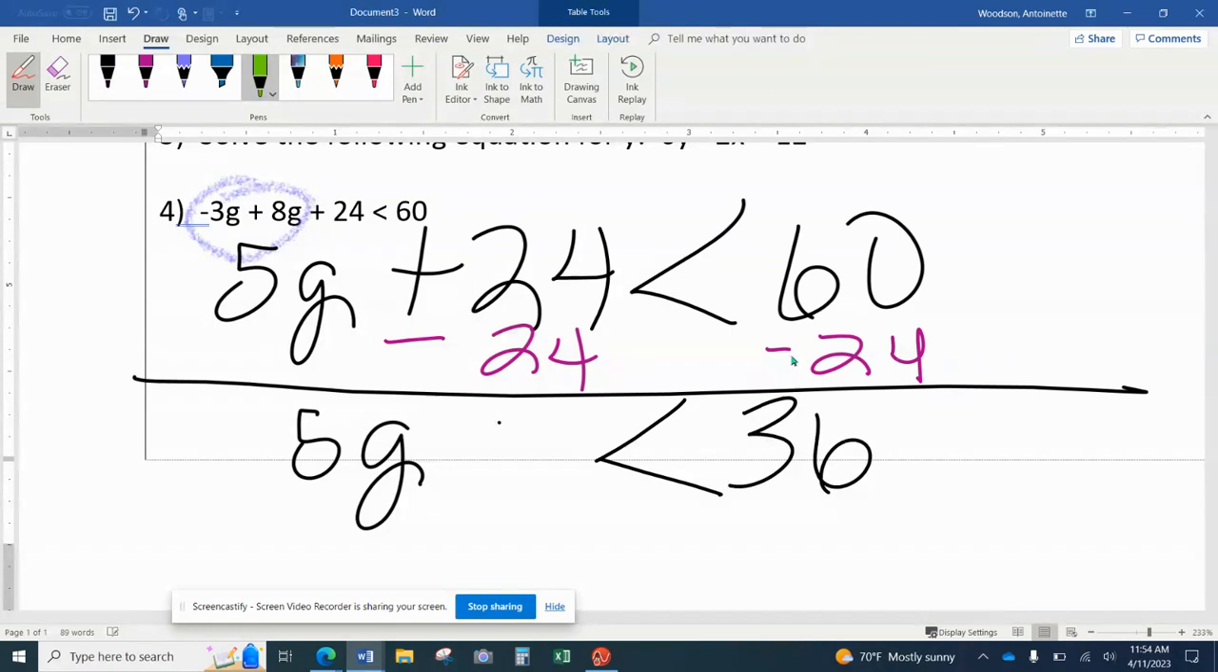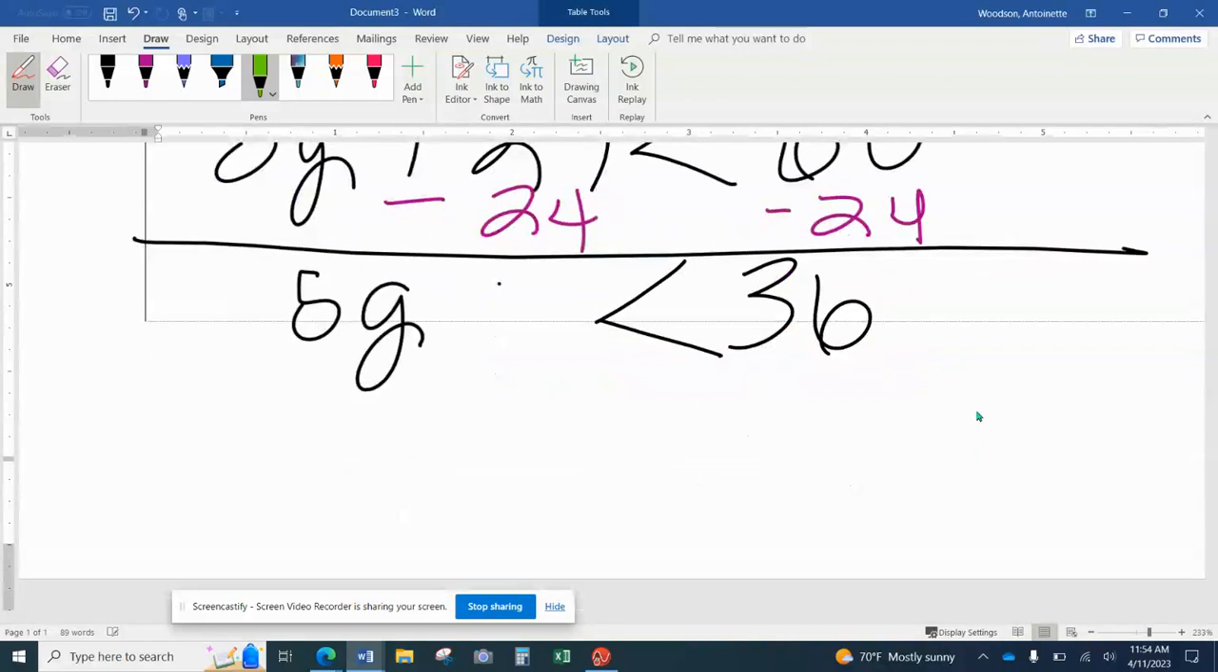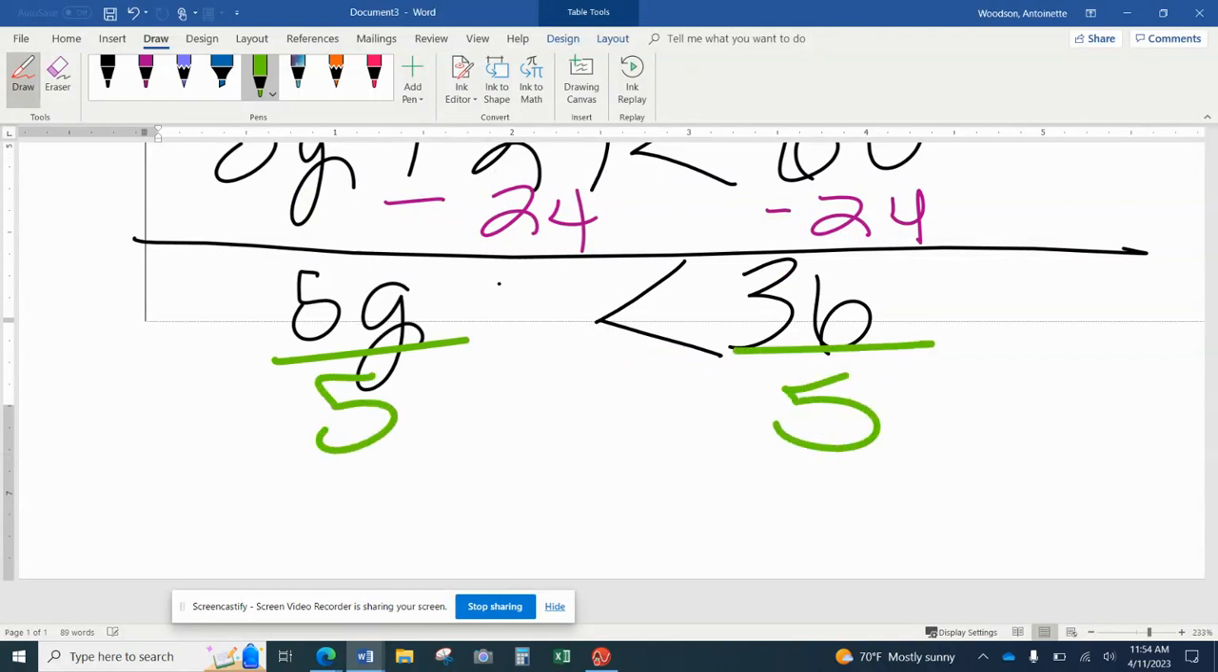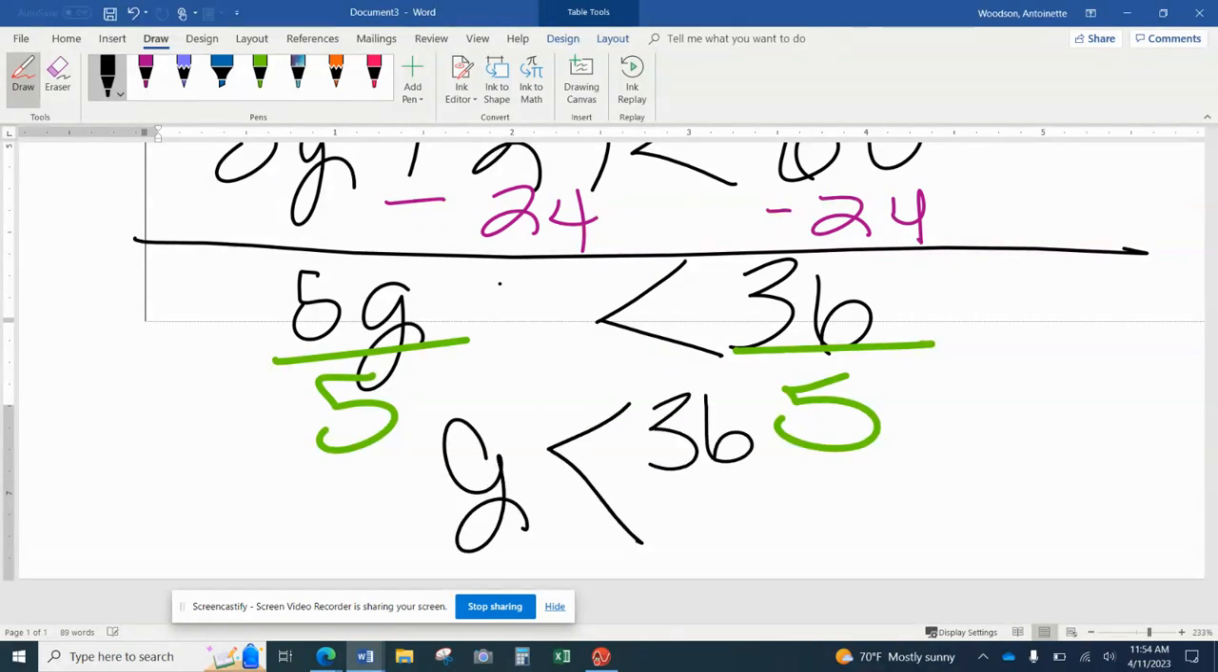Okay. What do I do next to isolate the g? Remember, 5g means 5 times g. So what's the opposite of multiplication? Division. So now I have g is less than 36 over 5.